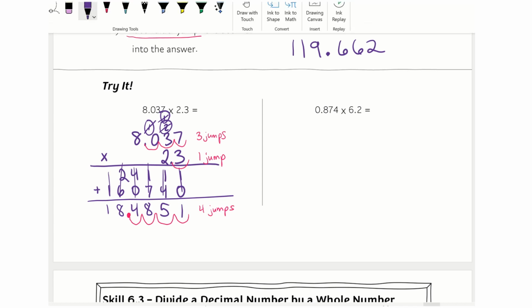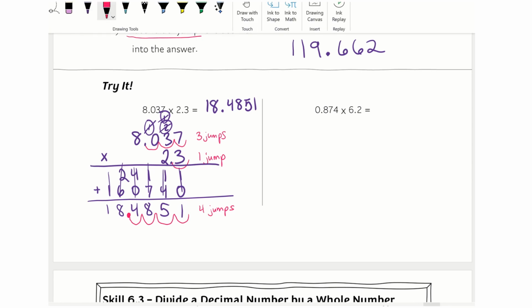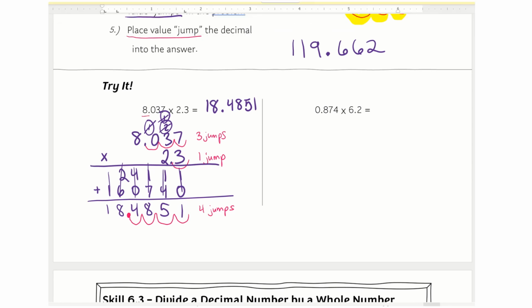So then that gives me a final answer of 18 and 4,851 10,000ths. And then if I want to think, does this seem reasonable? I want to check. I can see, well, this number is pretty close to 8. This number is pretty close to 2. 8 times 2 is 16. 16 is not super far from my actual answer of 18 and 4,851 10,000ths.